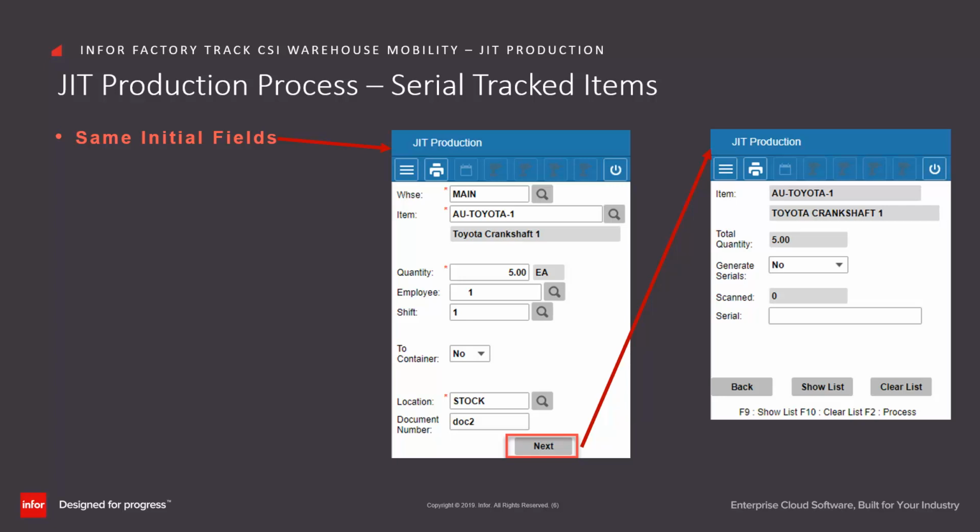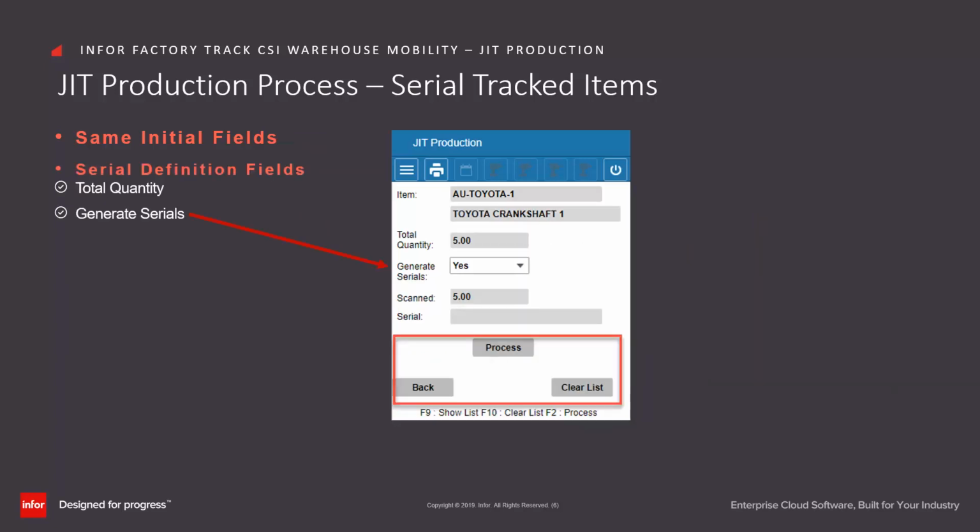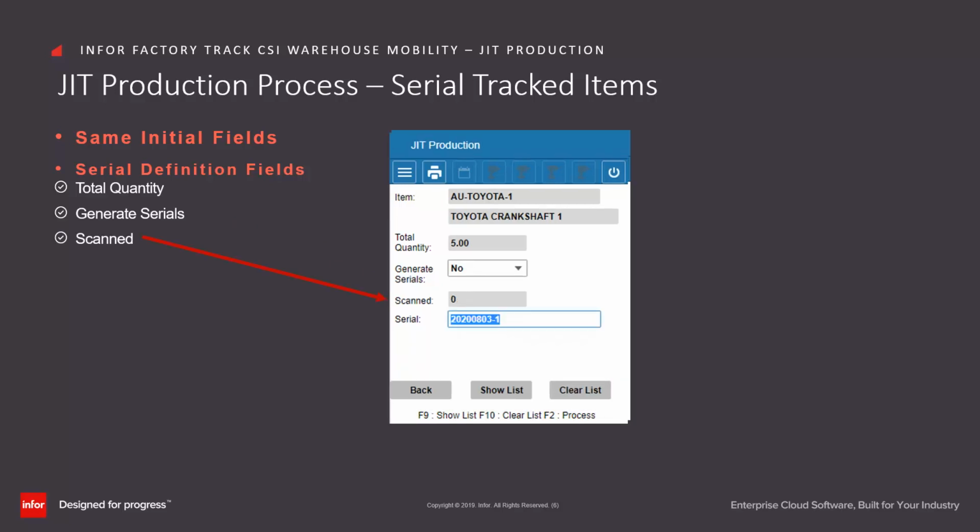The user has two methods available. We can use auto-generation of serials or manual assignment. If yes is selected for the Generate Serials field, then the Process button becomes enabled to allow for completion of the process, and serials are generated as part of the process request. For manual assignment, the Scan field is displayed to indicate how many serials have been scanned in the process so far. We can enter, scan, or select and search the serial number to be assigned and continue until the scan quantity and the quantity required are equal.